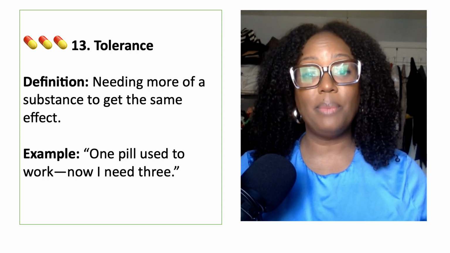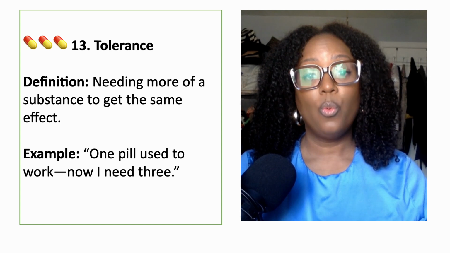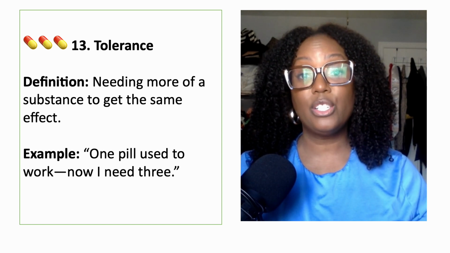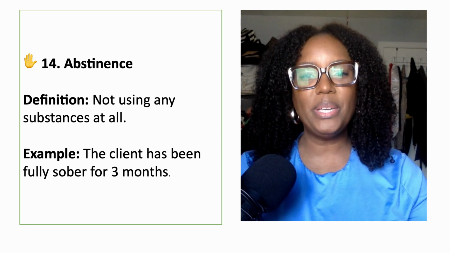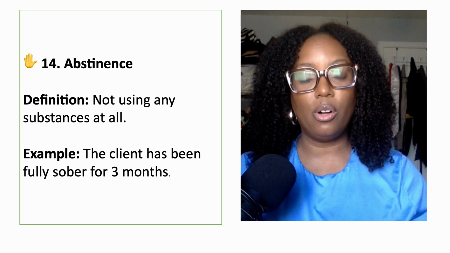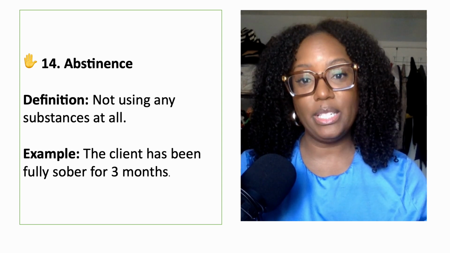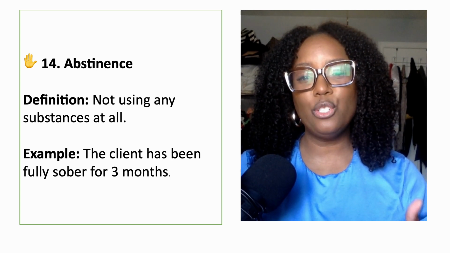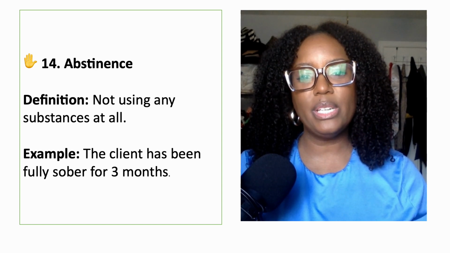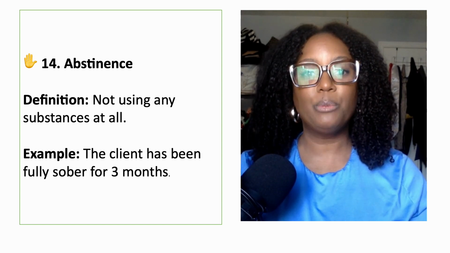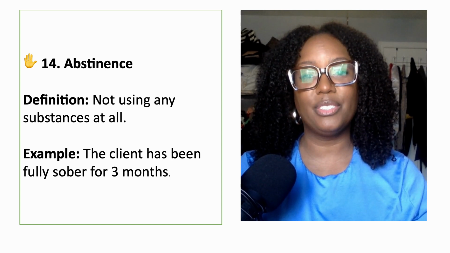For example, a client might say, "One pill used to get me high, now I need 3." When tolerance increases, so does risk. Term 14 is abstinence. This means not using any substances at all. It's often a goal in recovery, especially in abstinence-based programs. A client who's been drug-free for 90 days might say, "I'm proud of my time not using and I don't want to go back." But remember, some models like harm reduction may define success differently.